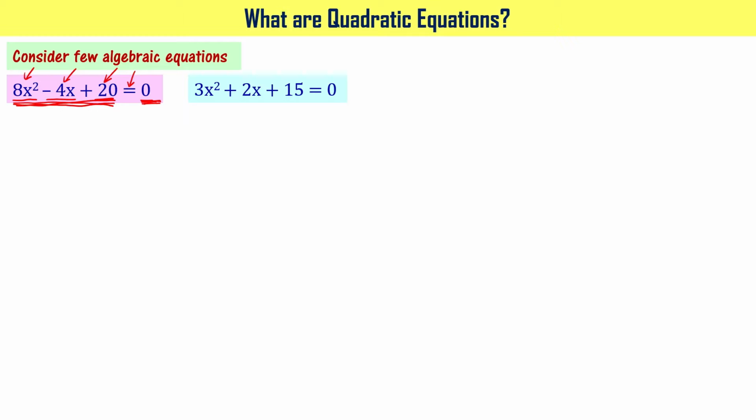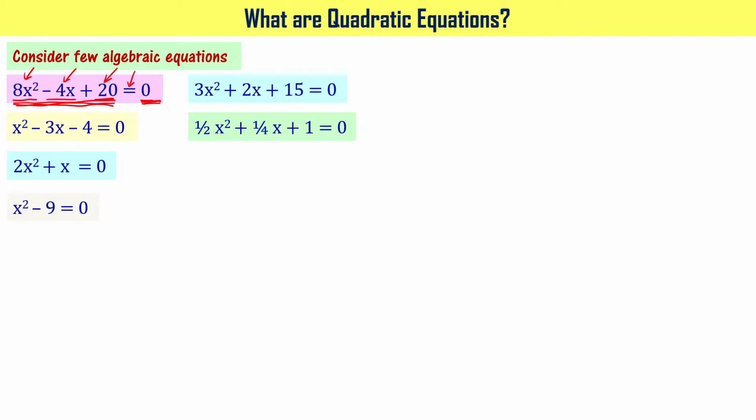3x square plus 2x plus 15 equal to 0. X square minus 3x minus 4 equal to 0. Half x square plus 1 by 4 times x plus 1 equal to 0. 2x square plus x equal to 0. X square minus 9 equal to 0. All these are algebraic equations, right?